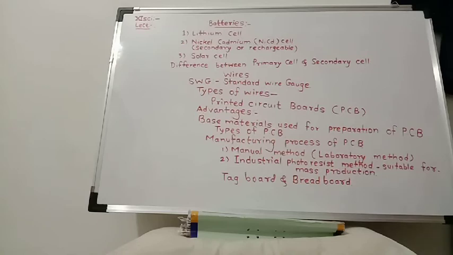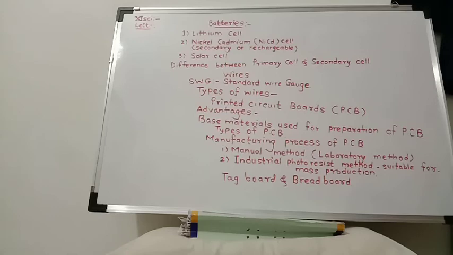This type is used in CRO or in microprocessors, microcomputers. Such type of double-sided PCB is used. Then multi-layer PCB. It consists of a number of PCBs stacked together. These boards are joined together with adhesives and insulation materials to connect conductors on different layers.